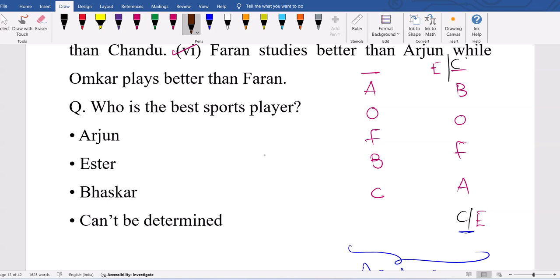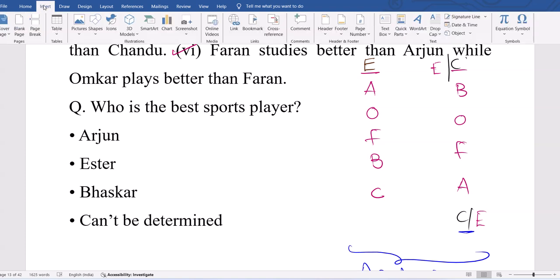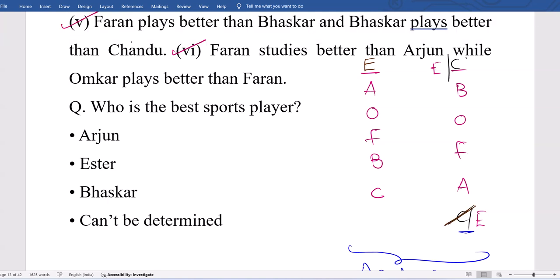So they said the lowest in academics is highest. So this should be E. And here now we got the clarity. Initially we were in a dilemma: which person is best in academics or least in academics? Now we got clarity. Here E, here also E. C is eliminated here, C will be here. So E is best in sports and Chandu is best in academics.